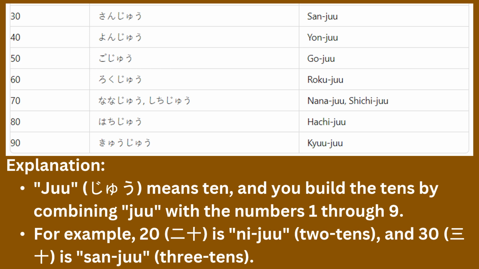Ju means 10, and you build the tens by combining ju with the numbers 1 through 9. For example, niju, 2 tens, and sanju, 3 tens.